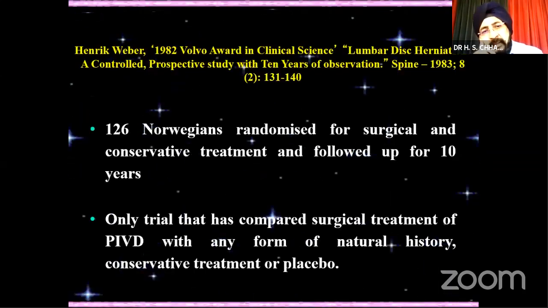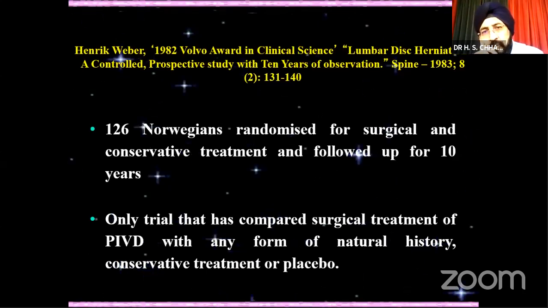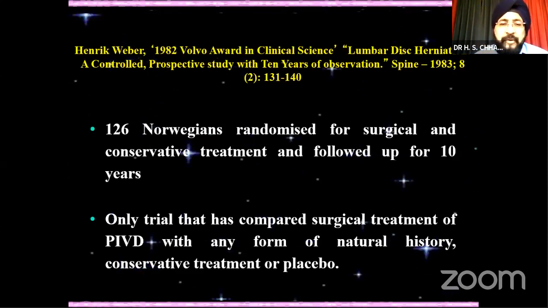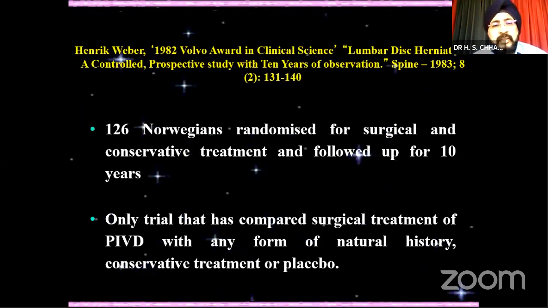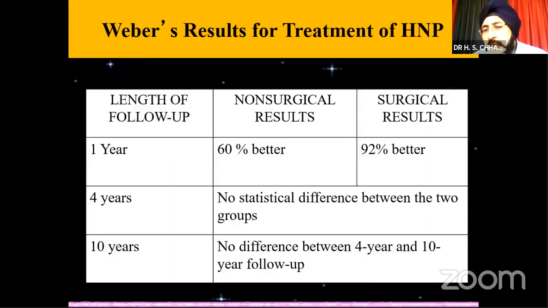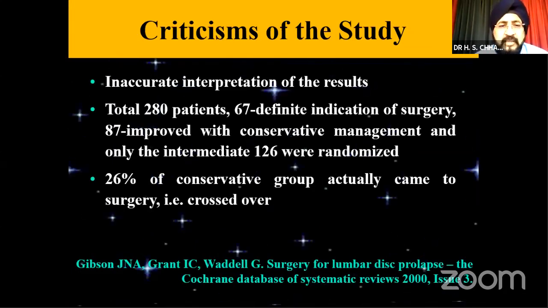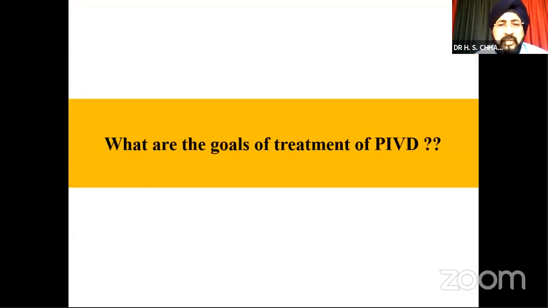Also in the classic Weber's trial, one of the few trials with a 10-year follow-up, where 126 Norwegians were followed up, this was the only trial that has compared surgical treatment of PIVD with any form of natural history, conservative treatment, or placebo. And even if they went through surgical management, the outcome was basically similar after that. However, if the patient is incapacitated and the quality of life is being affected, the first 2 years are also very important. So you need to take that into consideration. There have been some criticisms of this trial, which we'll not discuss in the interest of time, but we will come back to this subsequently.